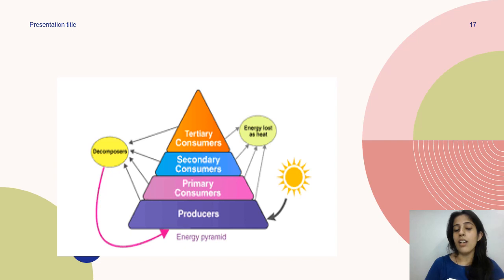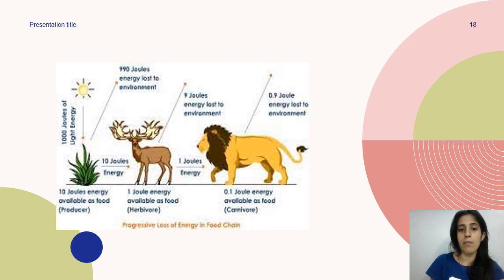So the producers have 10,000 kilojoule energy. The 10% is used in the upper level, and 90% is used by the producers. In another level, there will be 1,000 kilojoule. So 10% goes to the upper level, and 90% is used by the primary consumers. Similarly, let us take an example like this.